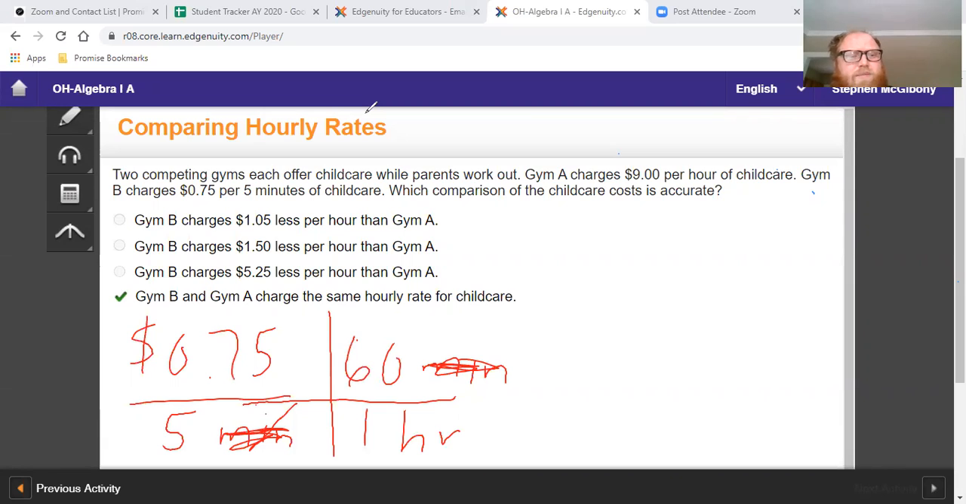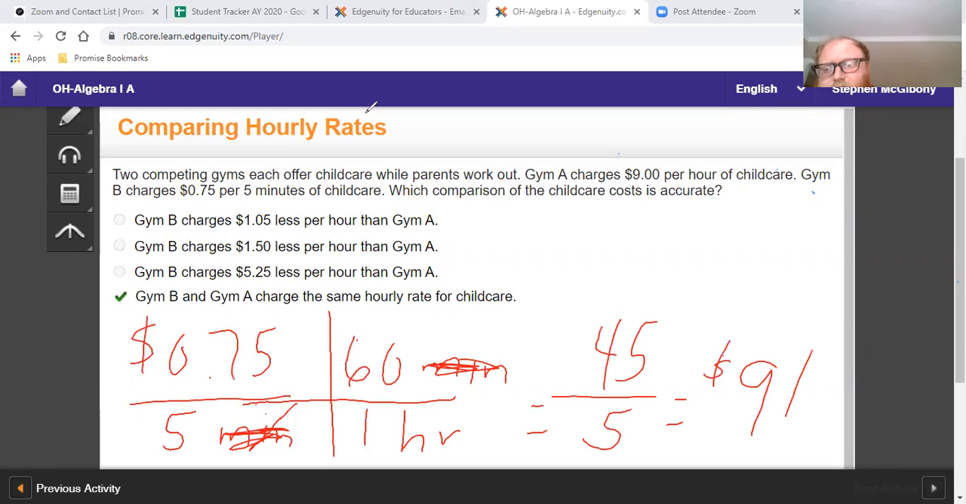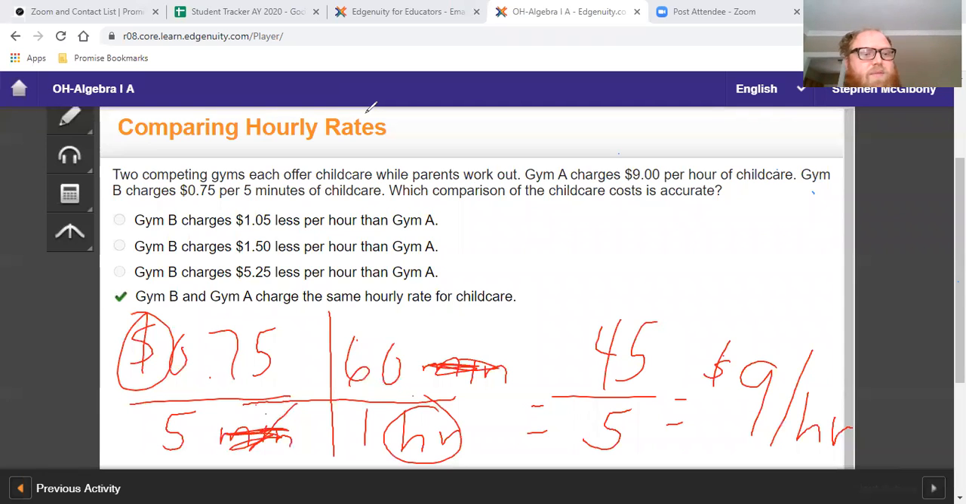All right, so now we need to multiply across. 0.75 times 60 is 45. 5 times 1 is 5. And then 45 divided by 5 is 9. And that's in dollars per hour. So Gym A is $9 per hour. Gym B is $9 per hour. That means Gym B and Gym A charge the same hourly rate for childcare.